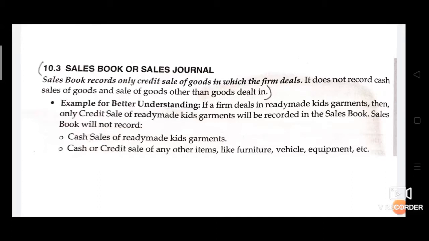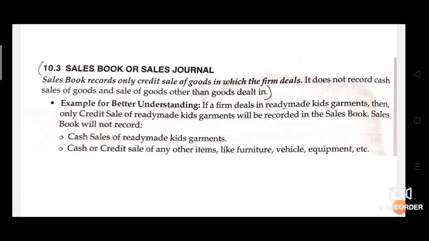Good morning, students. Today we will start studying sales book or sales journal. It is very easy to understand. We have already studied purchase book or purchase journal, and we have studied that all the credit purchase of goods are recorded in purchase book. Similarly, all credit sale of goods are recorded in the sales book.